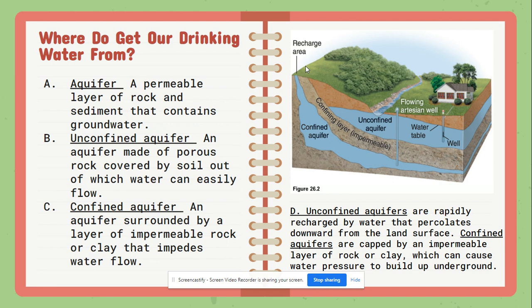It's important to note that unconfined aquifers can be rapidly recharged because they're much closer to the surface of land, versus confined aquifers, which are capped by that impermeable layer of rock, so it takes a lot more time for those to recharge their water. That's actually part of the reason why, when we use well water, for example, we can tap into a confined aquifer source and use the water pressure that builds to have that water flow up our well.